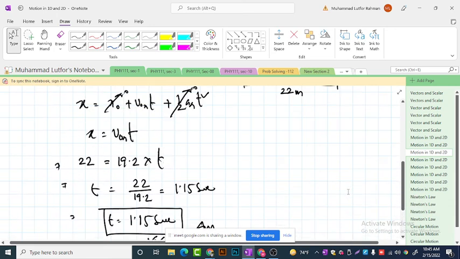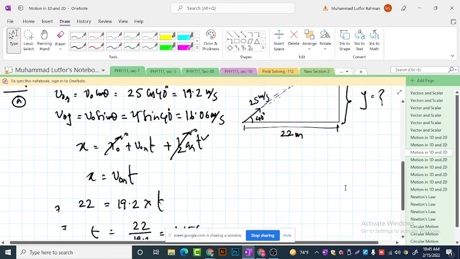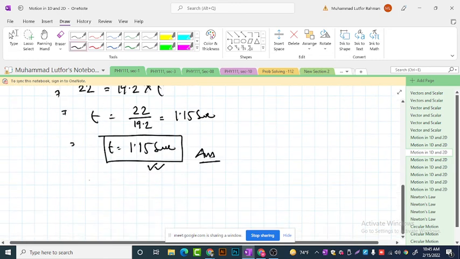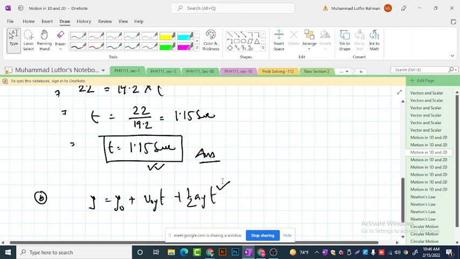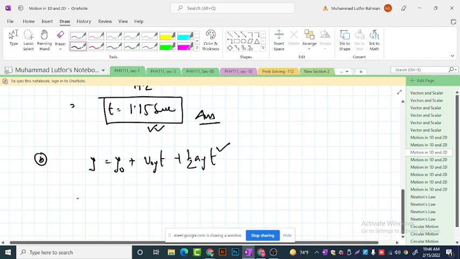So if you solve this in the general way, my maximum height formula is not going to work here. In that case I write y equals y naught plus v naught y t plus half a y t squared. I know everything there, so I can find this vertical displacement. Y naught would be 0. It says 16.06 into the time to reach the wall, which is 1.15, minus 4.9.